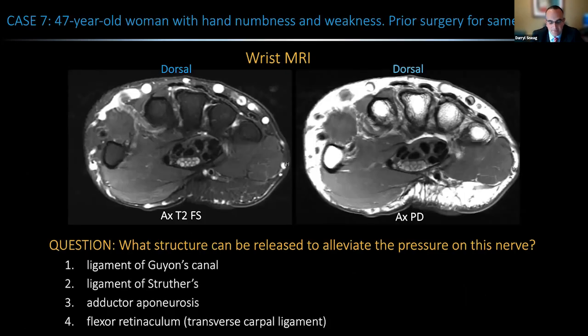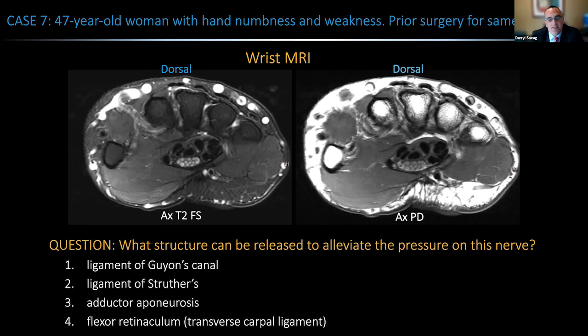Let's go to case 7. This is a 47-year-old woman with hand numbness and weakness. She had prior surgery for the same condition. The question is, what structure can be released to alleviate the pressure on this nerve?